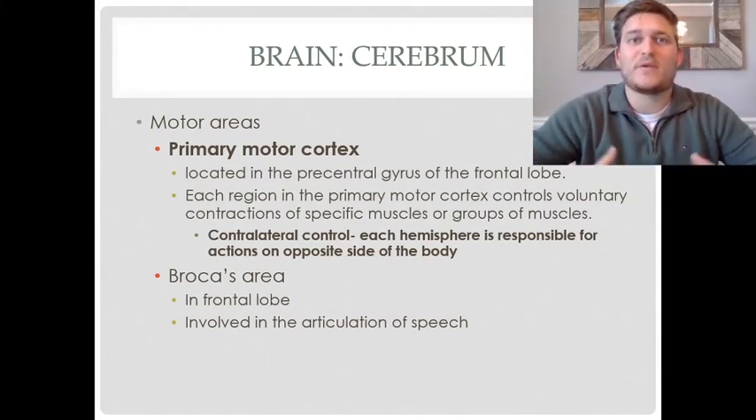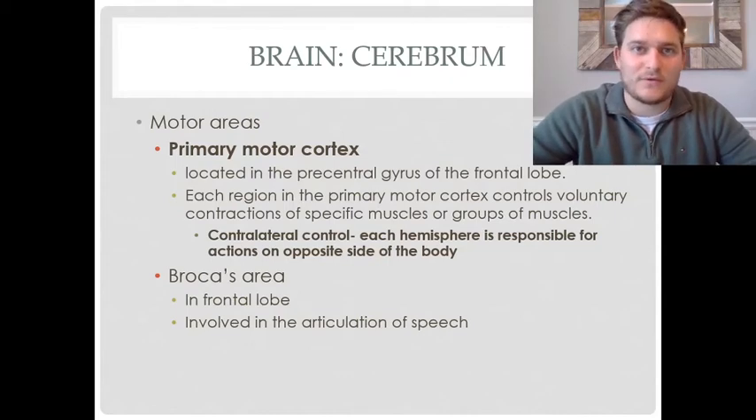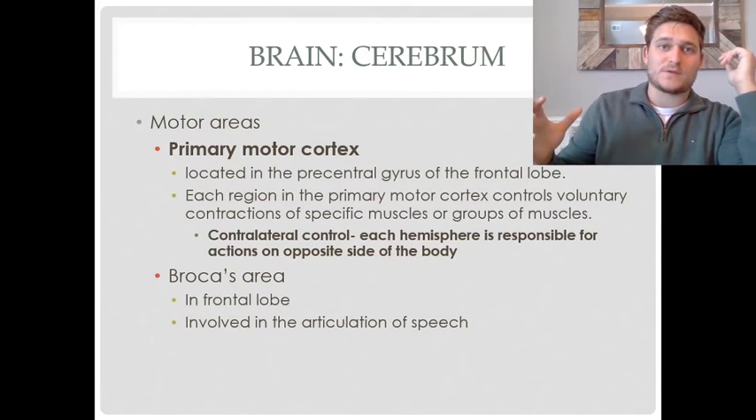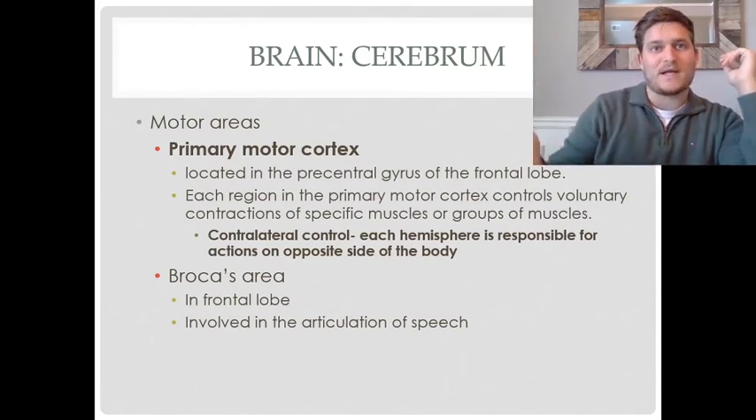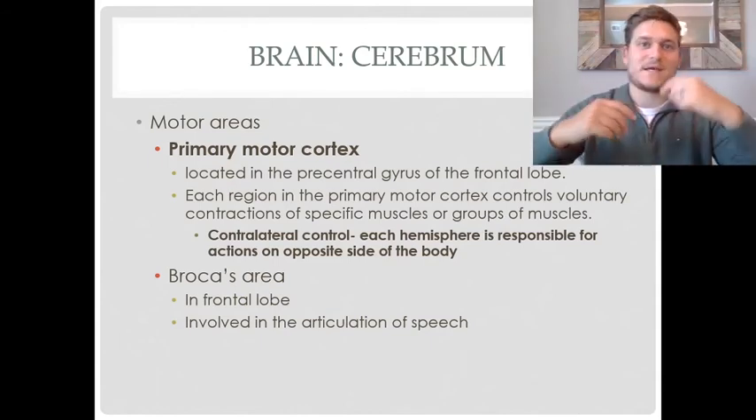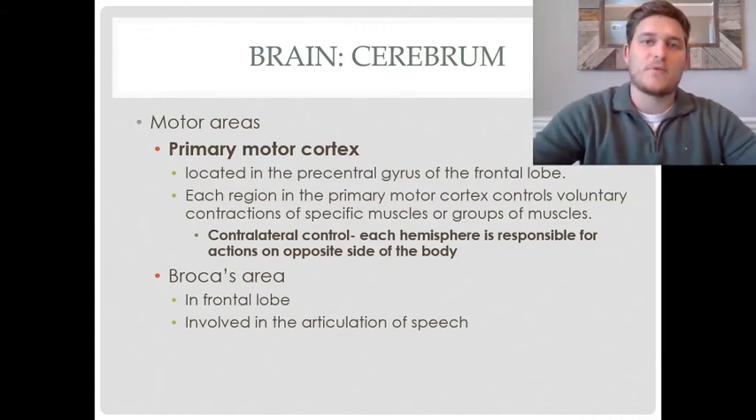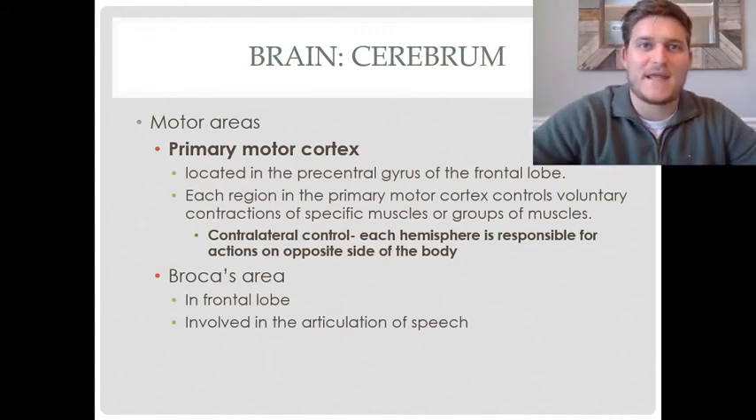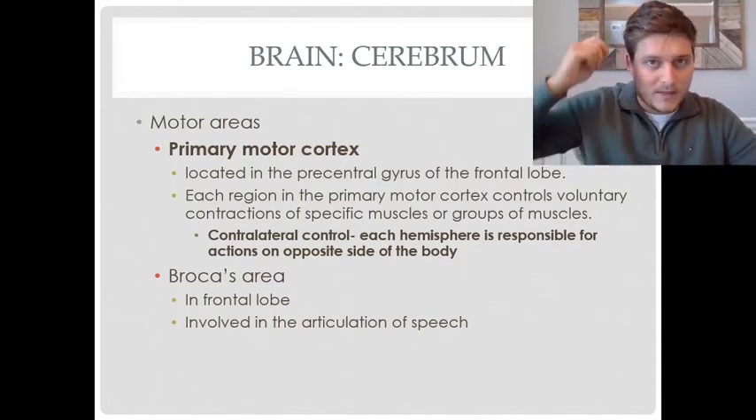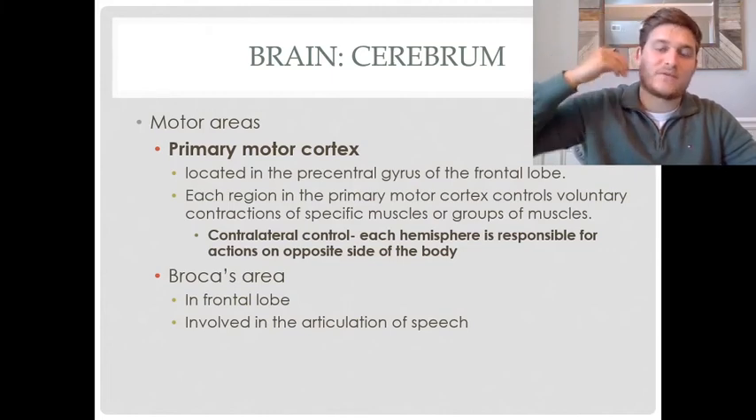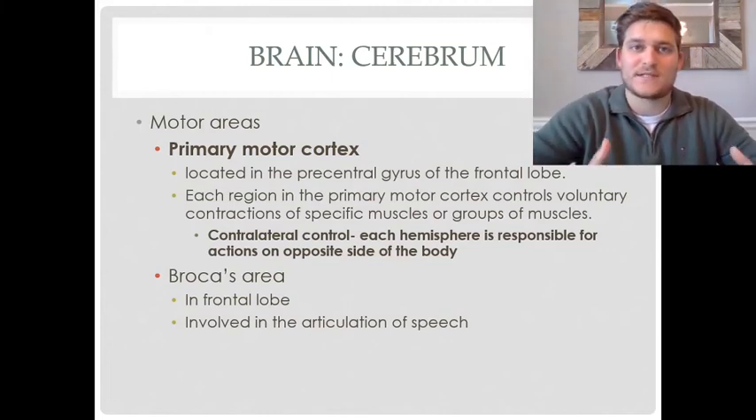And the primary motor cortex has what's called contralateral control, meaning that the left side of the motor cortex deals with skeletal muscle contractions on the right side of the body, and then the right side of the motor cortex deals with contractions on the left side of the body. And what's cool about the primary motor cortex is that we basically have it mapped out, and we know that depending on which section is active, that is going to have direct control over certain skeletal muscle groups.